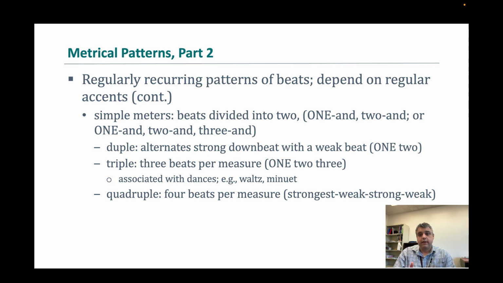So you'd have 1 and 2 and 1 and 2 and. If it was duple meter, you'd have a strong beat and a weak beat. 1 and 2 and 1 and 2 and. If it was triple meter, you'd have 3 beats per measure.